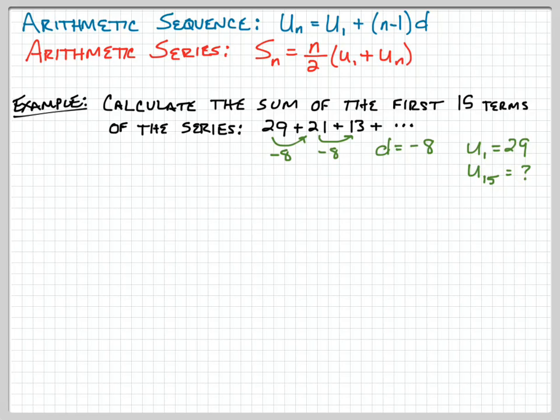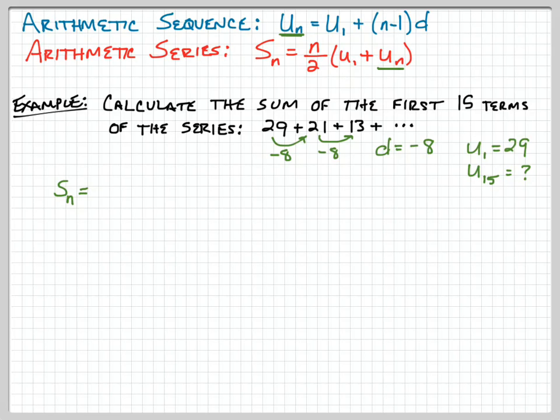Well, we don't know what u of n is. As far as using our arithmetic series formula, we don't know what that u of n is. We know n is 15, so we could do 15 over 2. We know what u of 1 is because we know it's 29, but we don't know what that u of n is. Fortunately, if you look at the sequence equation above that, our u of n is listed right here. So we can plug in our u of n from the arithmetic sequence into the u of n in our arithmetic series, and we get this new formula.